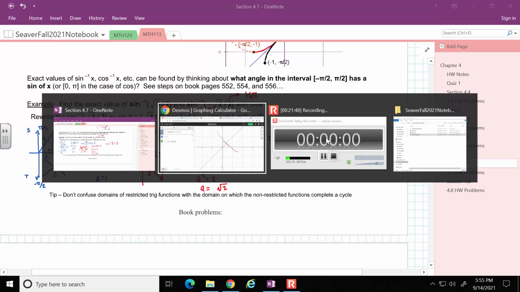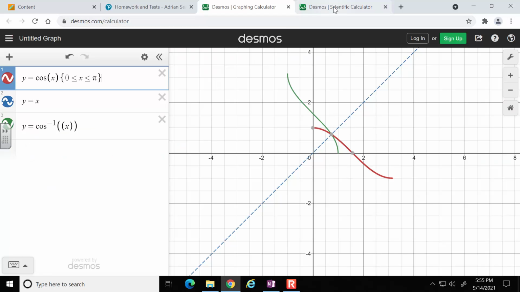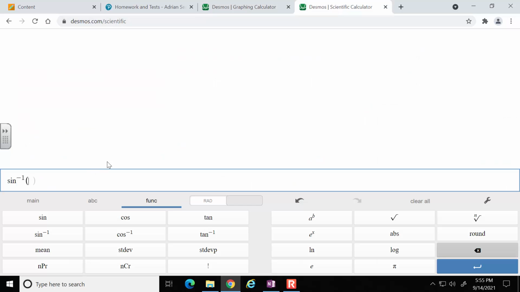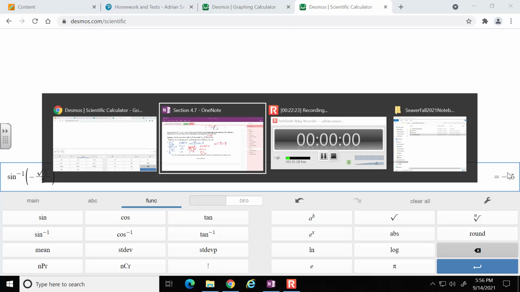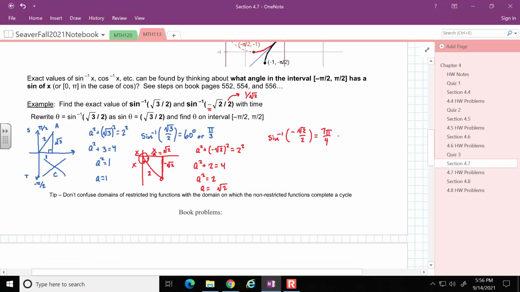Or maybe you want to use your calculator. Maybe you come in here and say, I don't know, what is the inverse sine of negative square root of 2 divided by 2? And I get this. Well, that's a little more confusing. That's one reason I say using your calculator can be a little questionable. But for degrees, hey, that's okay. Negative 45 degrees. And I'm okay with the negative 45 degrees, sort of.